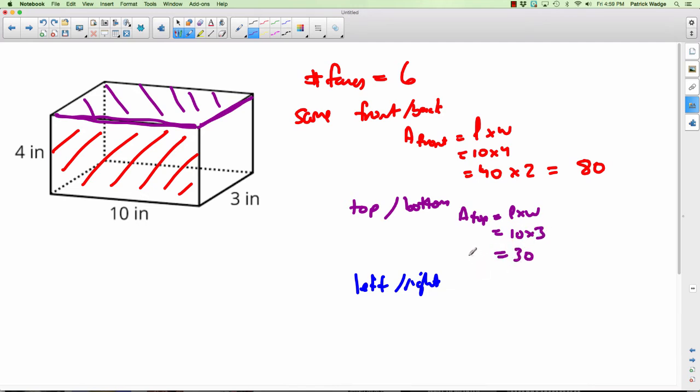Are there any other faces the same? Yeah, we said top and bottom were the same, so we have to multiply that by 2 as well. We get 60. Left and right.